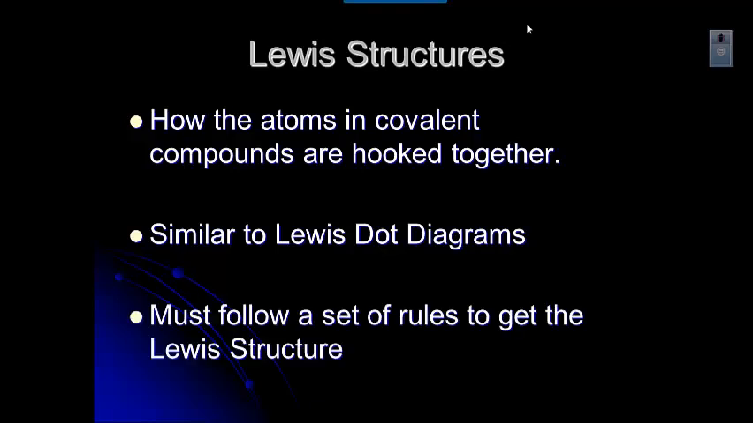You want to follow a specific set of rules to get to the Lewis structure. Let me just tell you, do not shortcut this process because it is really easy to make a little mistake. So you want to make sure that you follow these rules. It's very straightforward and it's very easy to get the correct answer. But if you are kind of shortcutting, it's really easy to make a mistake. So let me give you the rules.